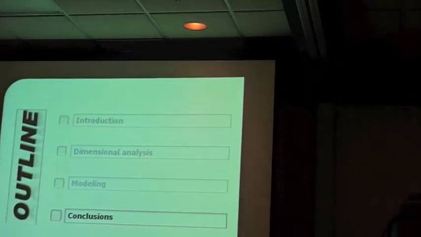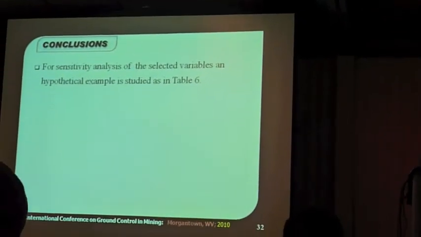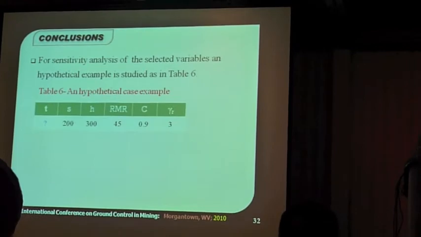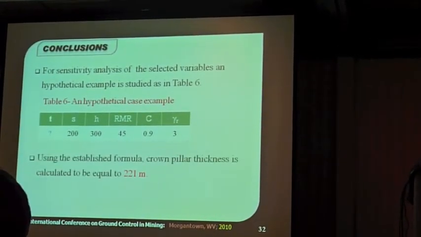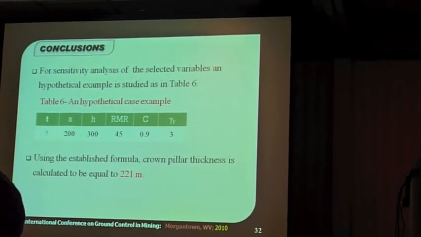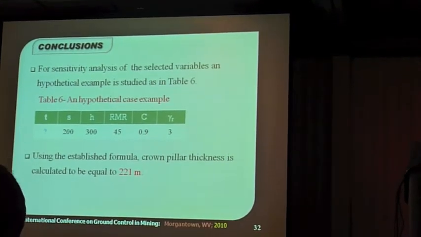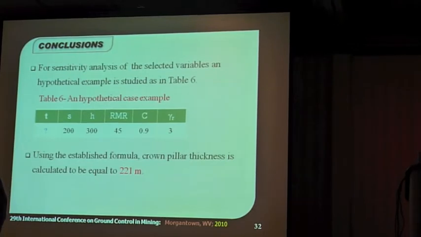Now, just a little bit of conclusion. For sensitivity analysis of the selected variables, a hypothetical example is studied in this table. A hypothetical example where we have a span of 200 meters, quite a typical span, quite a typical width for a block caving block.